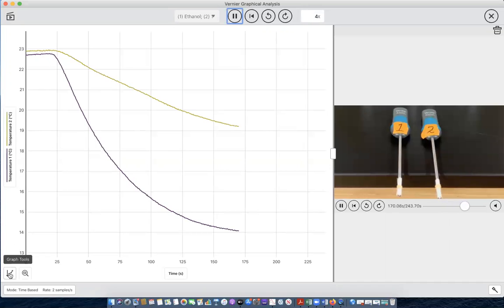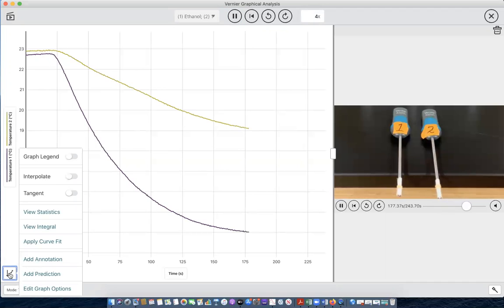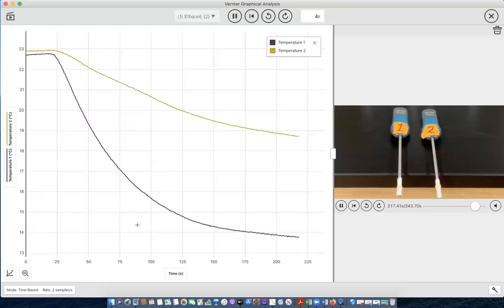Down here under the graph tools, we have another option where we can add a legend. When I click on here, it'll show you the legend in the upper right-hand corner, and that'll help you figure out the changes that are occurring there as well.